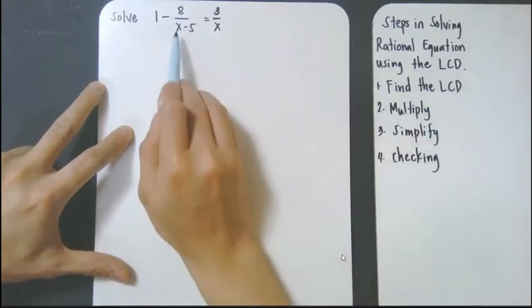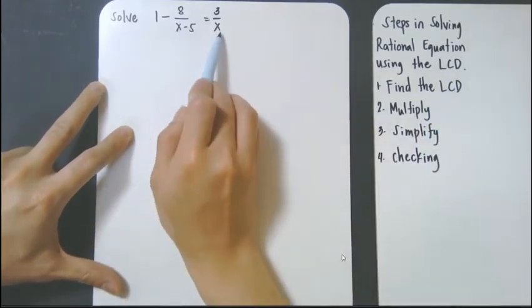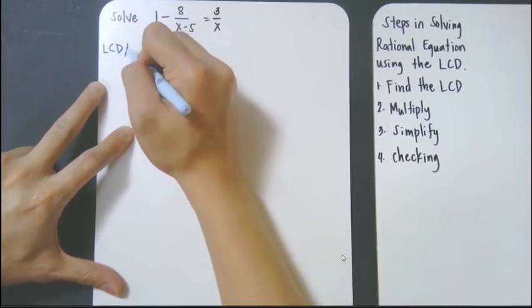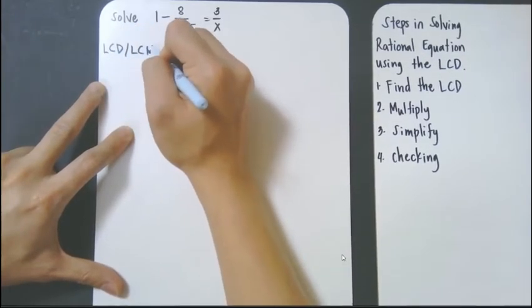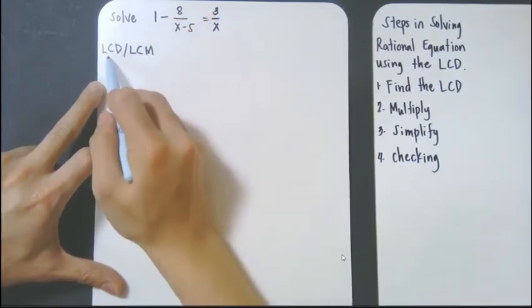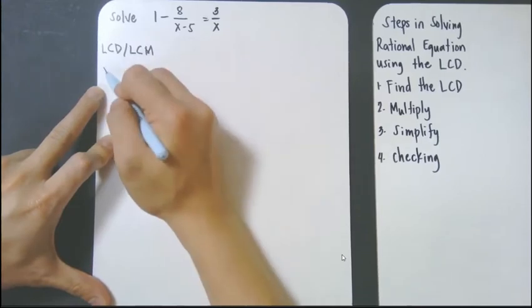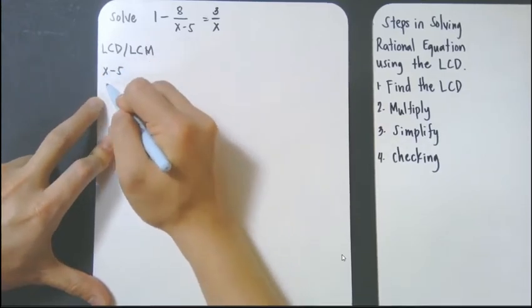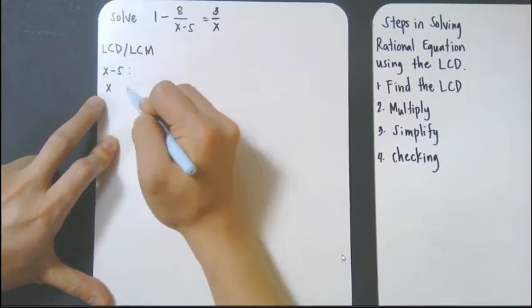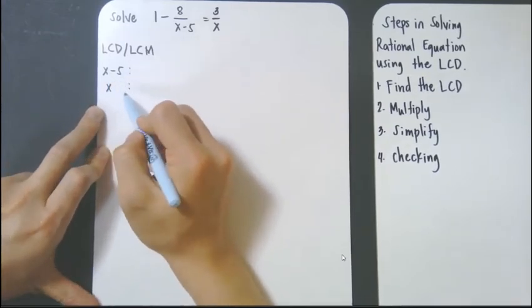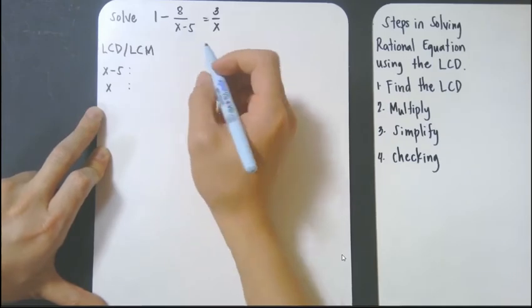So we find the LCD of x minus 5 and x. So we find the LCD or the LCM. Remember that LCD and LCM are the same thing. This common denominator, this common multiple, same thing. So that's x minus 5 and x. So we want to express these two expressions here as product of their prime factors.